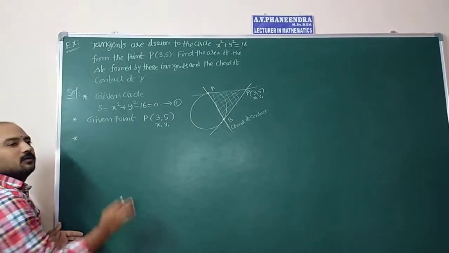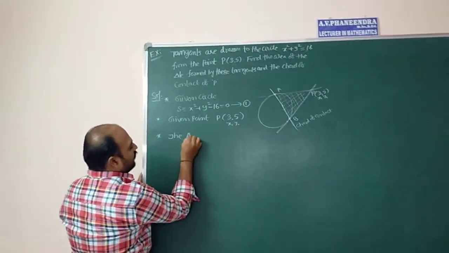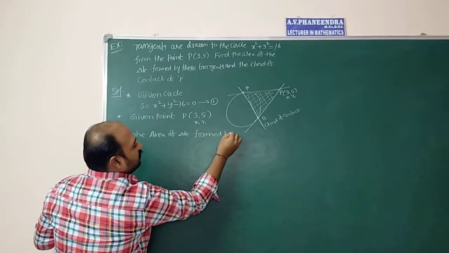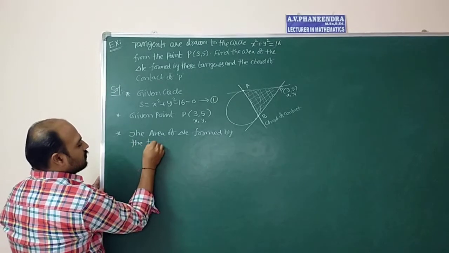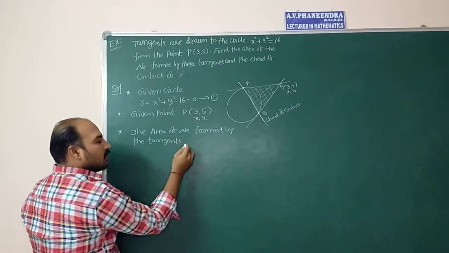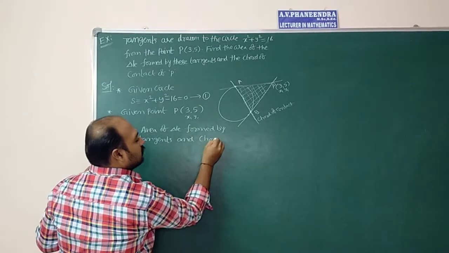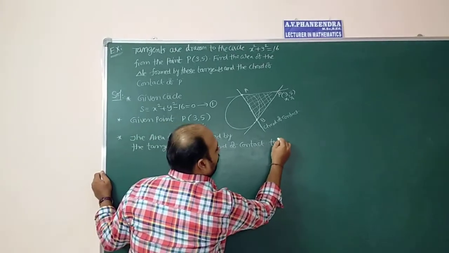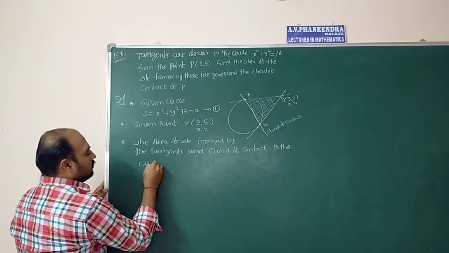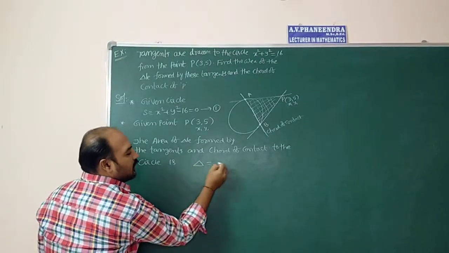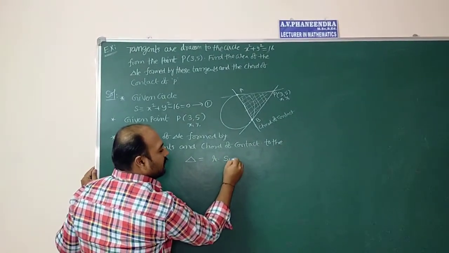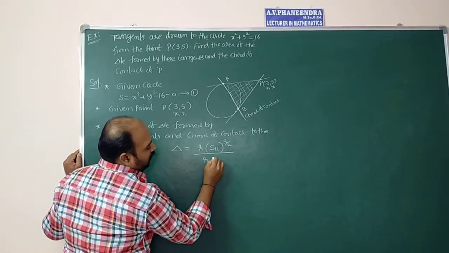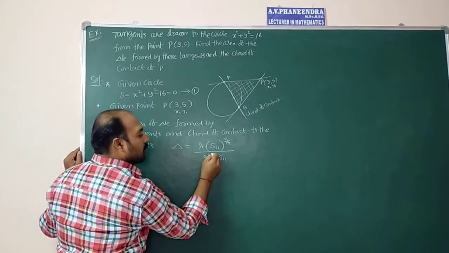Now write that formula for that. The area of triangle formed by the tangents and the chord of contact to the circle is delta equal to R into S11 whole power 3 by 2, whole divided by R square plus S11.